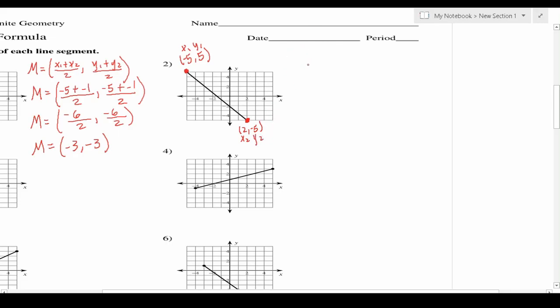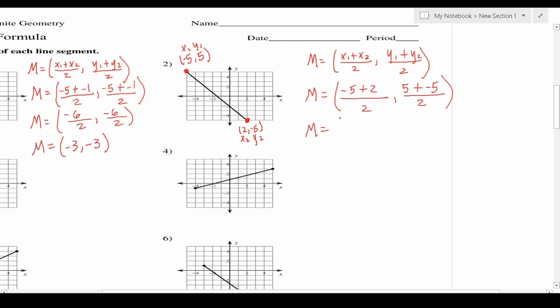Let's write down our midpoint formula. Again, that's M equals x1 plus x2 divided by 2, y1 plus y2 divided by 2. Plug things in and then solve accordingly. X1 we said was negative 5 plus x2 is positive 2. That's all divided by 2. Y1 we said was positive 5 plus y2, we can see that's negative 5. Again, that's all divided by 2.